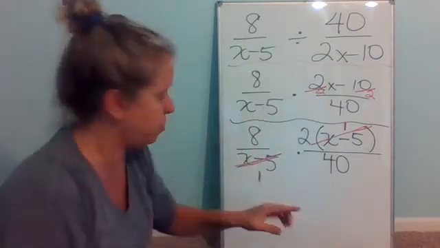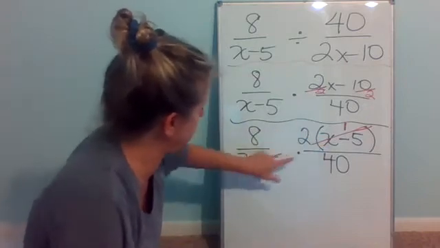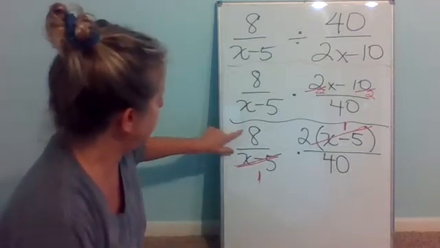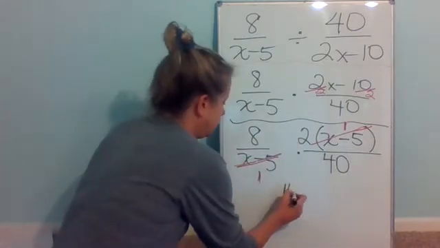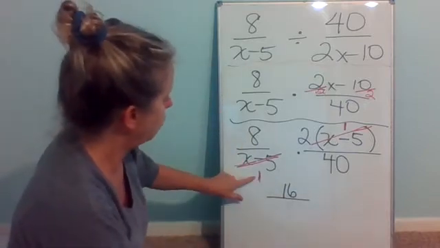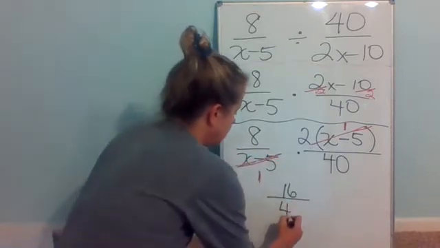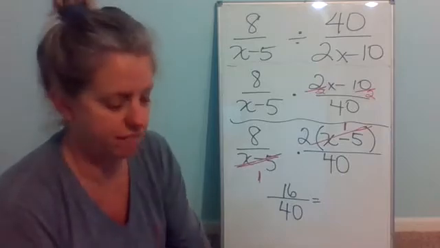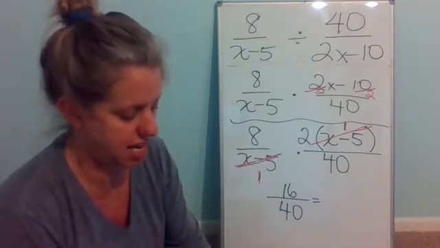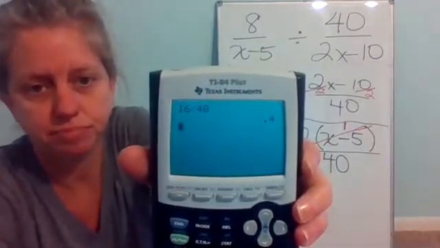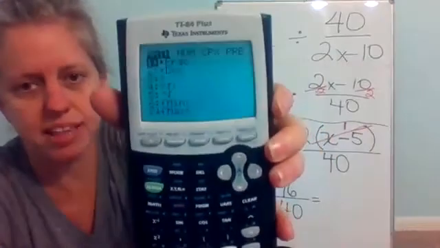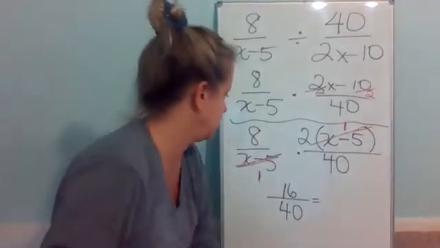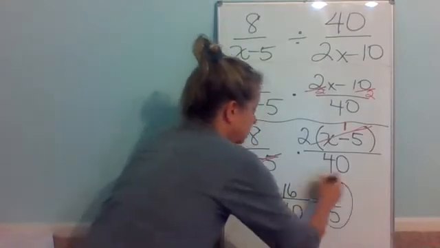Once you've canceled any of the parentheses, you have to think about that in parentheses since it canceled that, multiply what is left over. 8 times 2 gives me 16. 1 times 40 gives me 40. Then math, enter that fraction. So let's see, 16 divided by 40, 0.4. Math, enter to reduce that to 2/5. Ta-da.